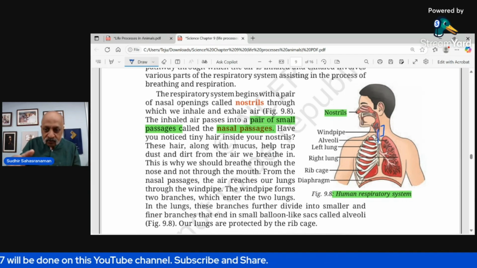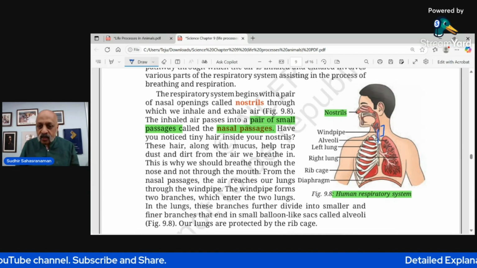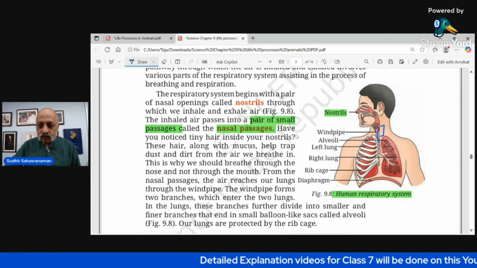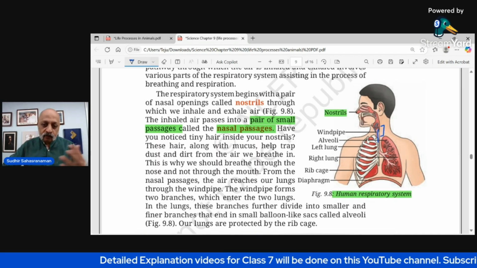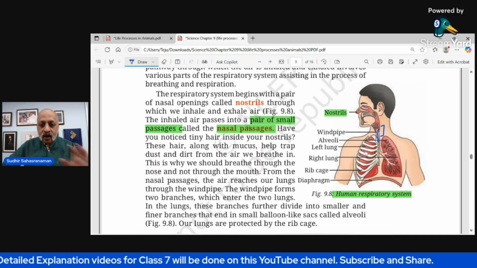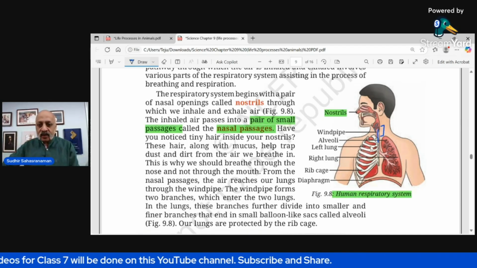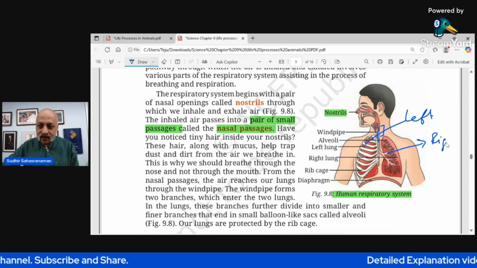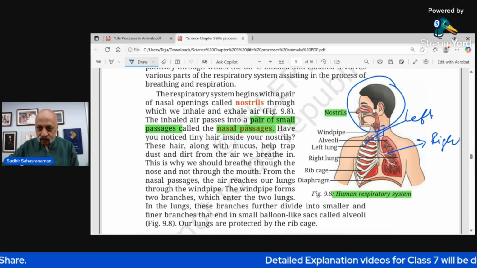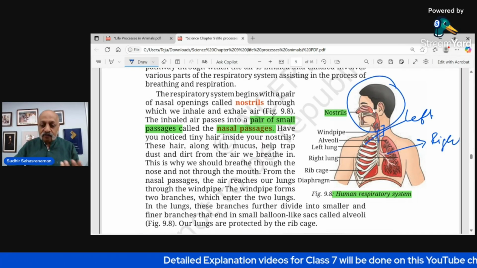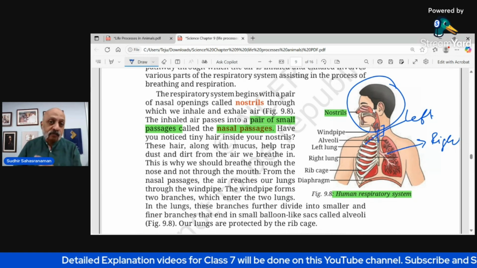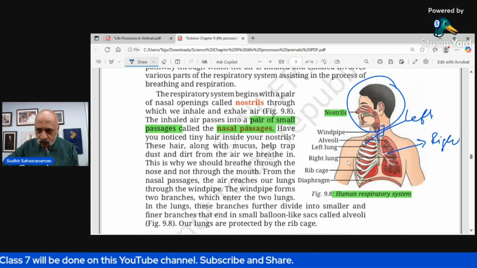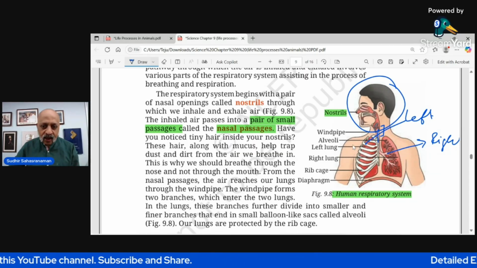Now, from the nasal passages, the air reaches the two lungs, which are there on either side of your body, right? This is on the left and this is on the right. But it depends on which angle you are seeing it. Let's say from my side, the way I'm seeing it, I'm calling this the left lung and this the right lung. Though technically, if this person's face is looking straight at me, then the left lung will be the right lung and the right lung will be the left lung. But anyway, for basic understanding, we are saying this. Here also, they have mentioned it like that, right lung and left lung.